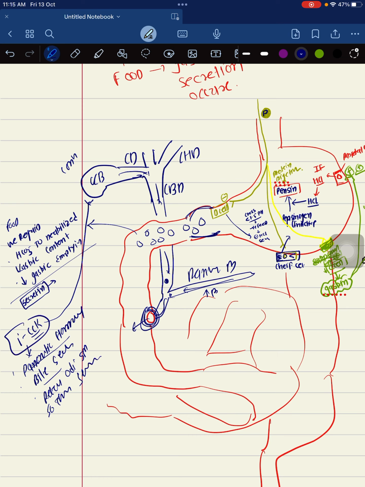So here is why I talked about secretin first, and then why I talk about CCK: once food comes into the duodenum, the gastric content is acidic, so it stimulates the duodenum wall.